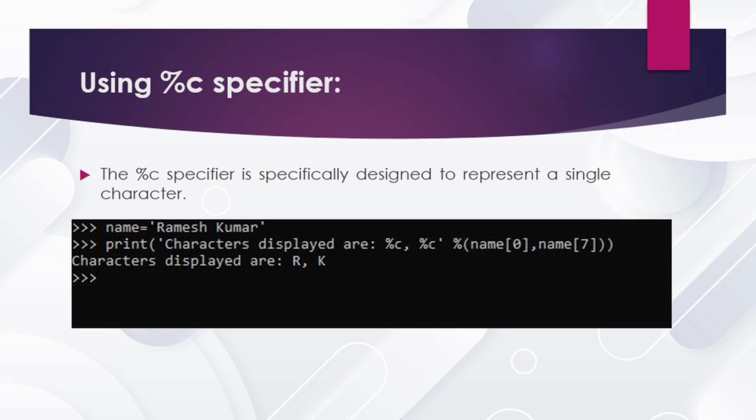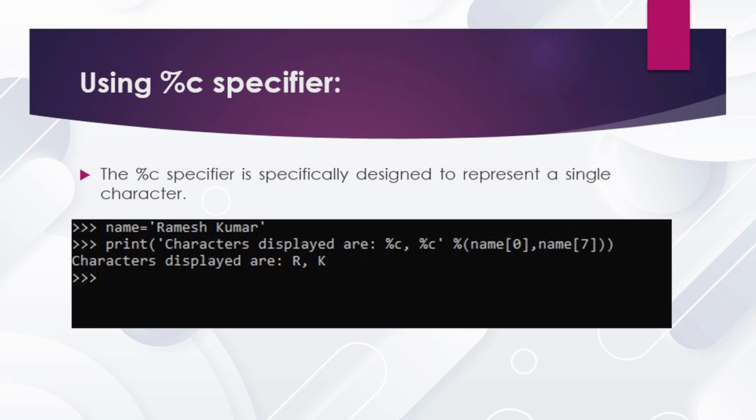In addition to formatting integers, floating point numbers and strings, the percentage operator in Python can also be used to display individual characters using the %c format specifier. The %c specifier is specifically designed to represent a single character. It is commonly used when we want to extract and print specific characters from a string or display a single character value stored in a variable.